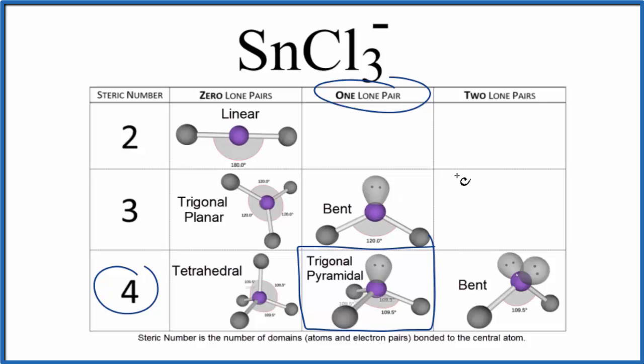If you use the AXE notation, you would say A is the central tin, X is the chlorines, we have 3 chlorines, and E, that's the lone pair, is 1. If you looked up AX3E1, you would find it's trigonal pyramidal.